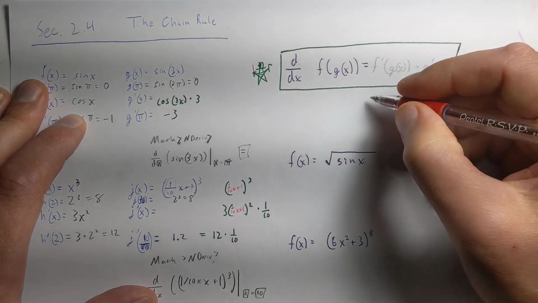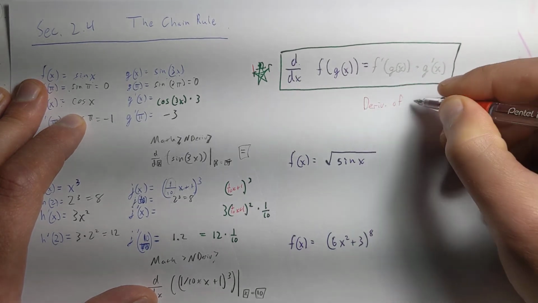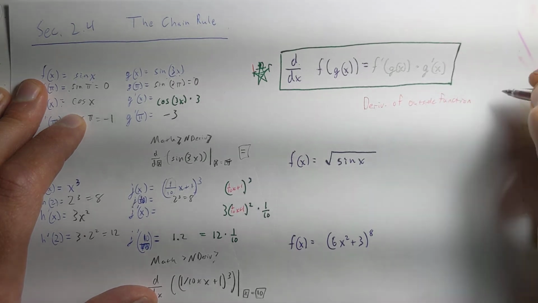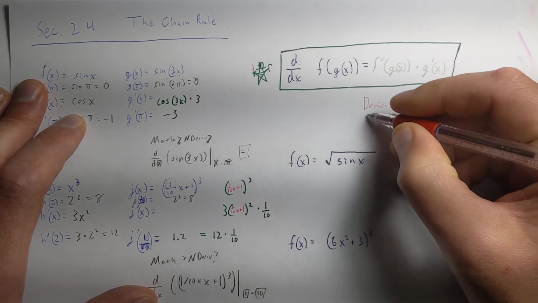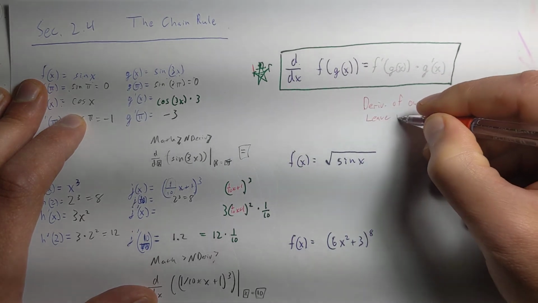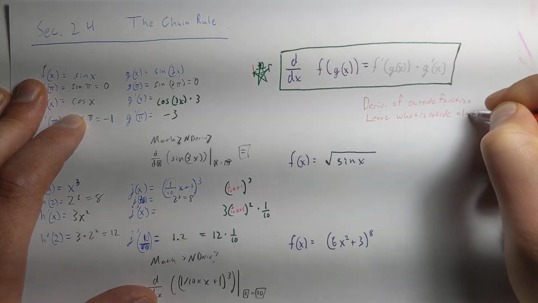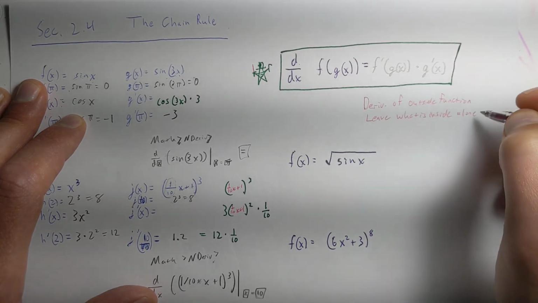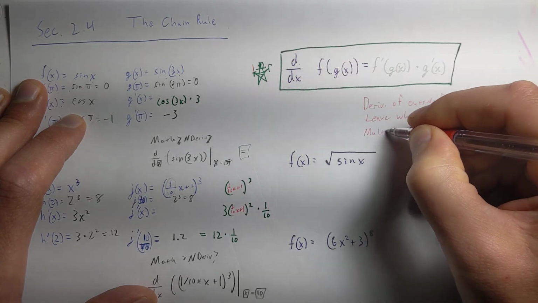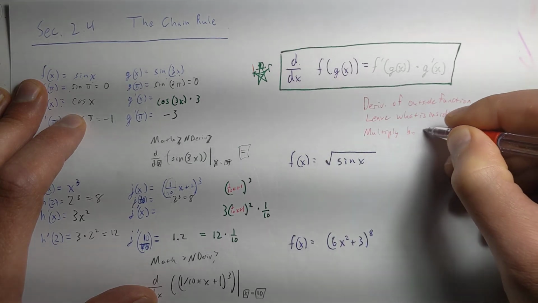So again, what we do is we take the derivative of the outside function, leave what is inside alone. That's very important. And then multiply by the derivative of the inside.